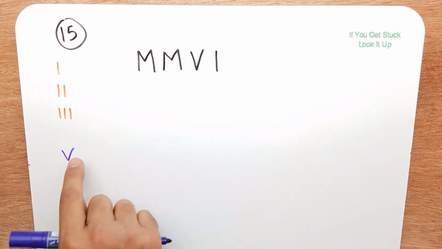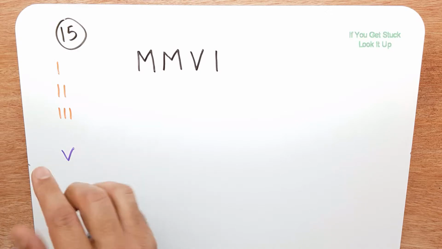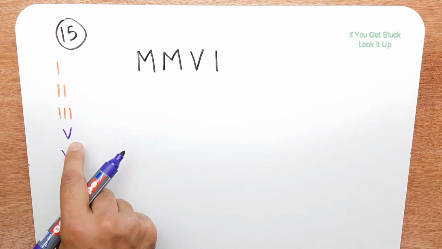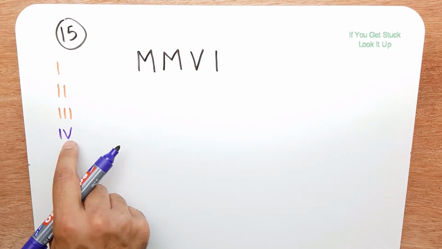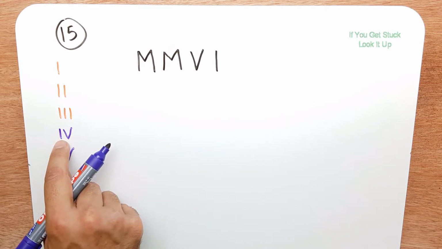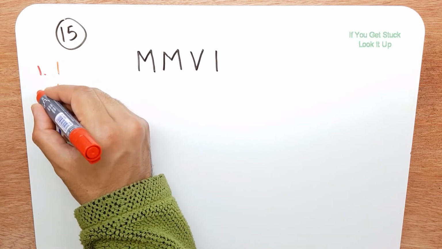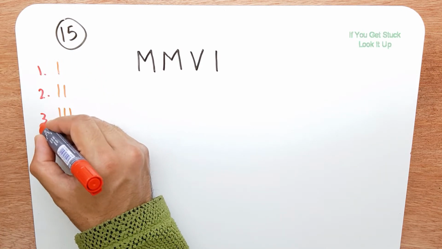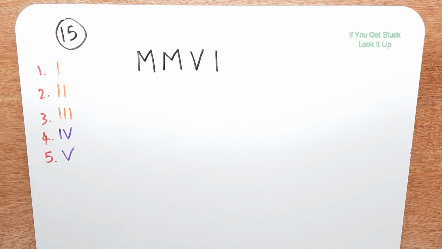5. Now to do 4, we have to take this symbol V and we put a 1 to the left. Because we've put it to the left, it'll be 5 take away 1, which is 4. So this is 1, 2, 3, 4, and 5.